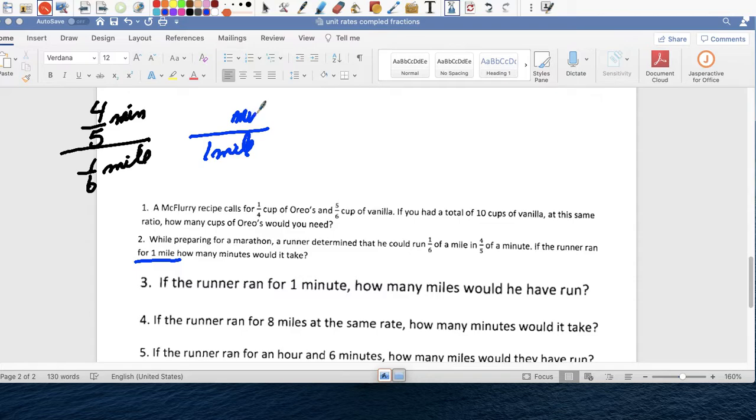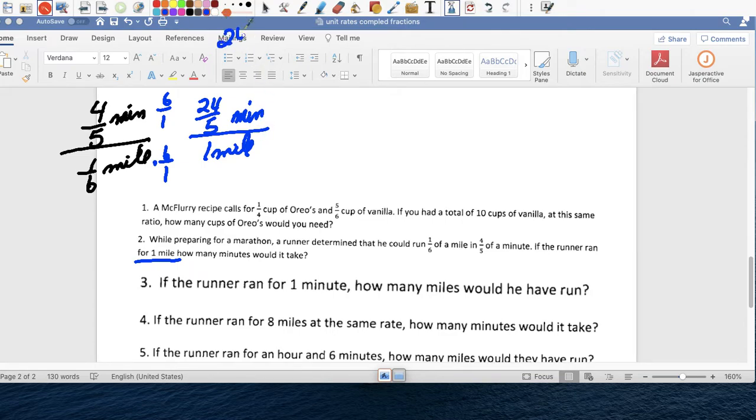All right, so that's what I want to know. So times 6/1, reciprocal, and then times 6/1. Now, I'm going to leave this. 4 times 6 is 24 over 5. So it's going to be 24 over 5 minutes, which is about 4 and 4.